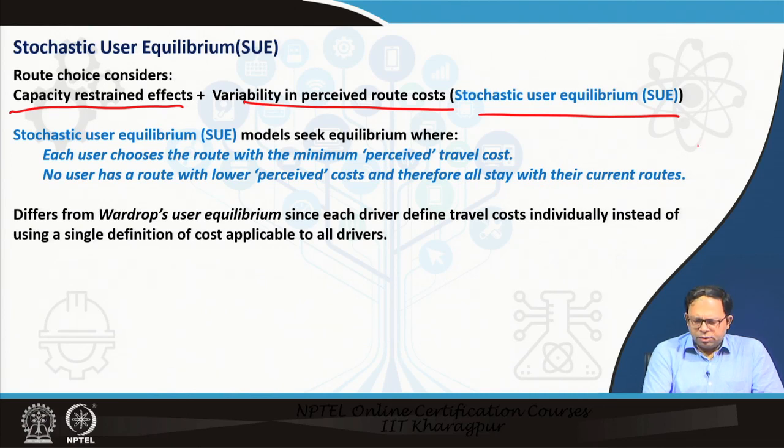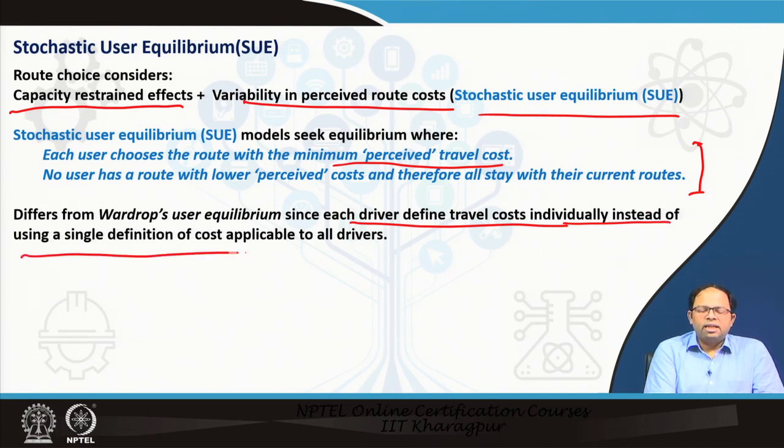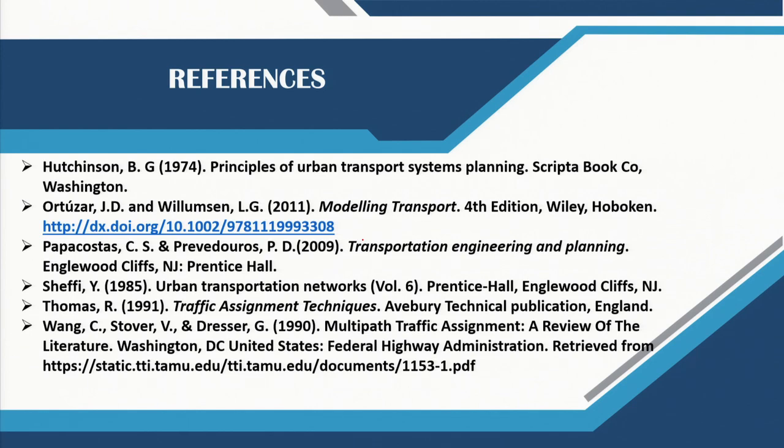So this is similar to Wardrop's first principle. The only thing is, we consider the minimum perceived travel cost by each user. So that is how stochastic user equilibrium varies from normal user equilibrium. And this differs from Wardrop's user equilibrium since each driver defines travel cost individually instead of using a single definition of cost applicable to all drivers, which was in our Wardrop's first principle. So these are some of the references you can study.